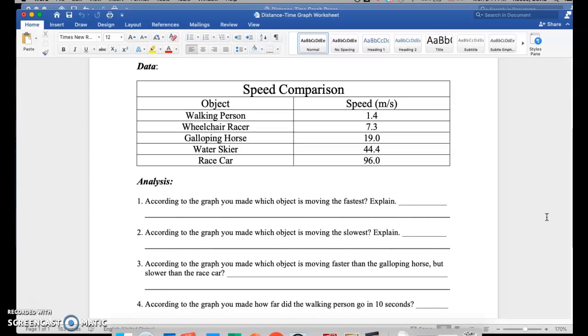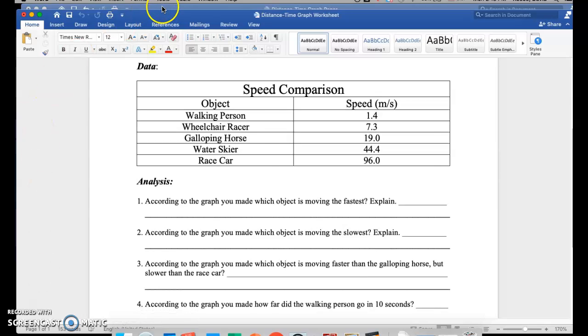Now what you have is you're comparing 5 different things here: the walking person, the wheelchair racer, the galloping horse, the water skier, and race car. You can see that each is traveling at a different speed, with the walking person going the slowest at 1.4 meters per second and the race car driver going the fastest at 96 meters per second. What you're going to do is take this information and make a distance time graph. Now, it's very important that you pay attention to what I am going to do.